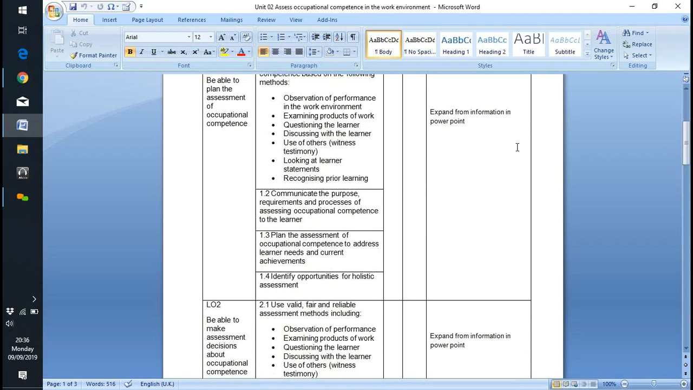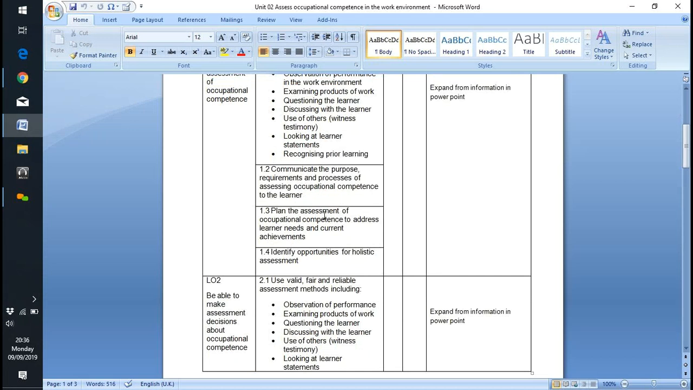It says communicate the purpose, requirement and processes of assessing occupational competence to the learner. So that's the meeting you have with the learner when you decide which bits you're going to assess and when, and set up the actual assessment process. Once you've done that, you then plan the assessment of the occupational competence to address the learner needs and the current achievements already.